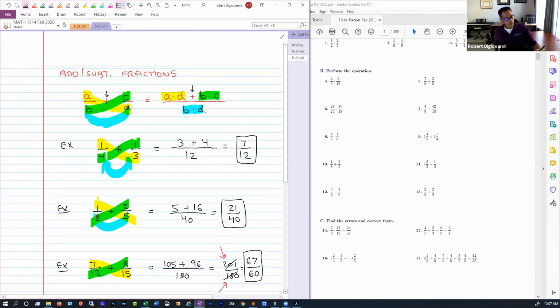Let me also point out to everyone that if we had subtraction between these, the only thing that changes is in this formula, we would have a subtraction in there instead. Otherwise, everything else is the same.